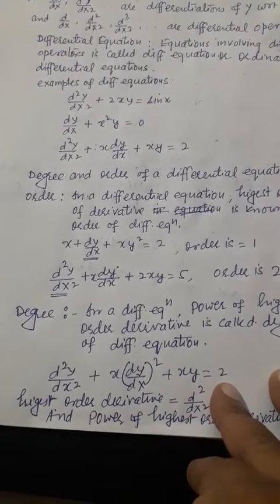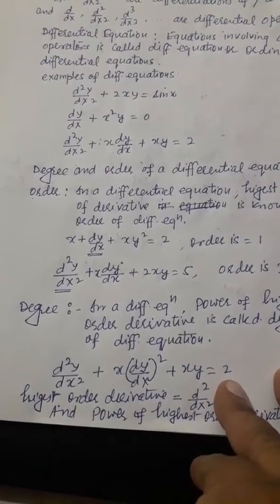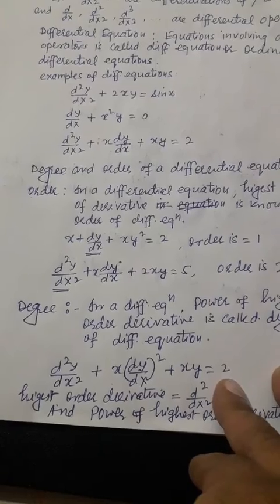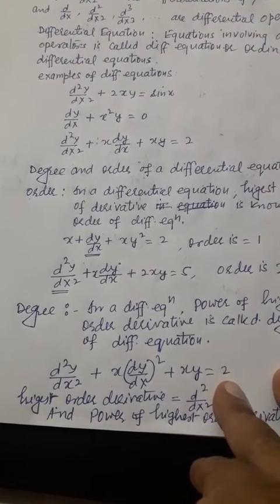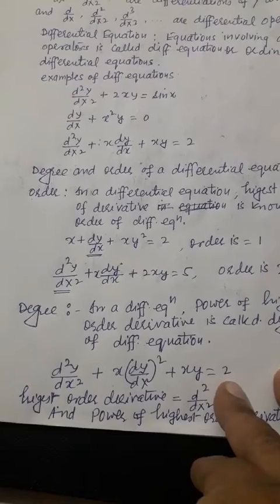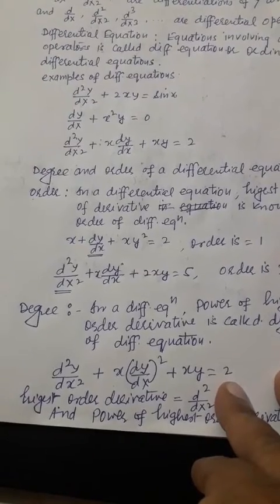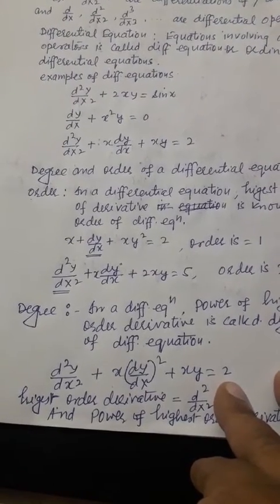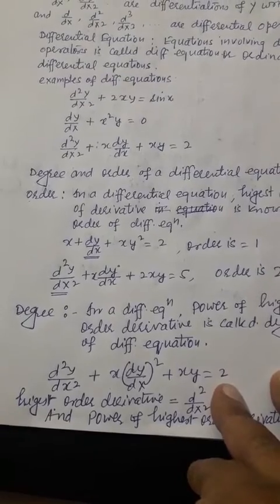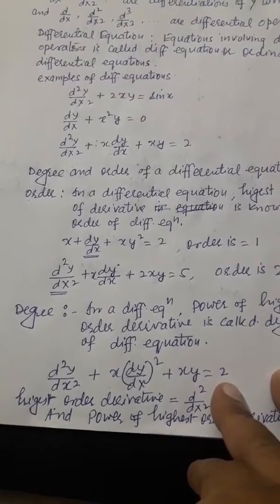Suppose an example: x plus dy by dx plus xy square equal to 2. Here d by dx is the differential operator. It is the highest order of differential operators. So its order is 1.